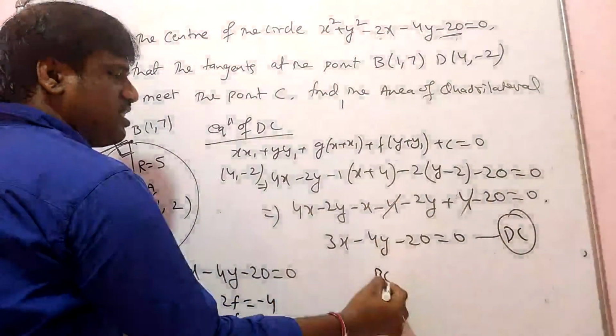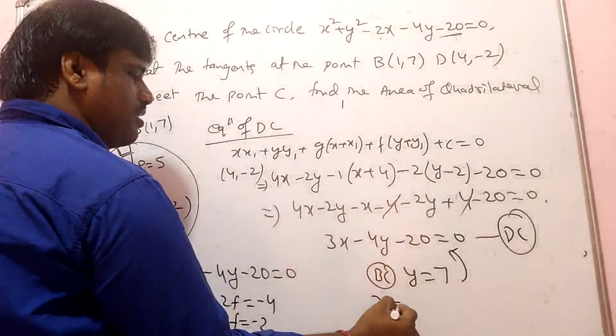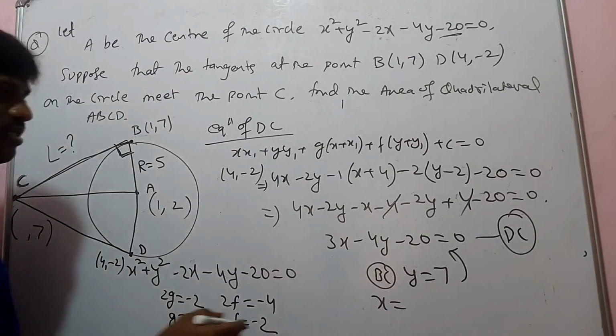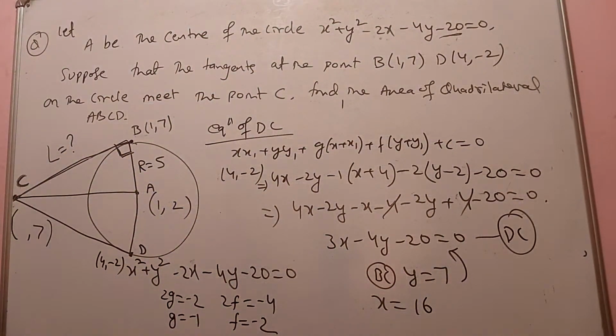So the BC equation is what? y is equal to 7. Substitute above to get x here. So you substitute there, you are going to get x is equal to 16, right? x is equal to 16. Therefore, this point is 16 comma 7. So this point was not there; we had to find the point. So we got the point.